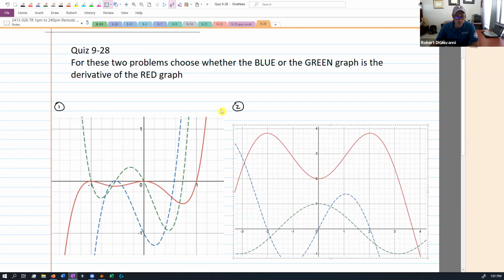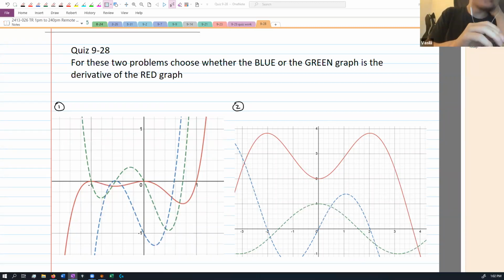So there's two problems. It says for these two problems, choose whether the blue or the green graph is the derivative of the red graph. So you're given the red graph, that's your function f. And then either the blue one or the green one is its derivative. So you have to figure that out. And if you have no idea, then you've got a 50% chance on each one, I guess, right? So here comes the poll. I'll start the clock here.